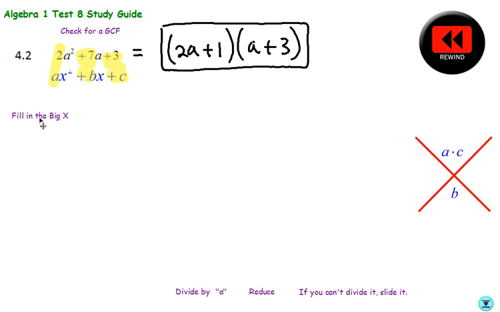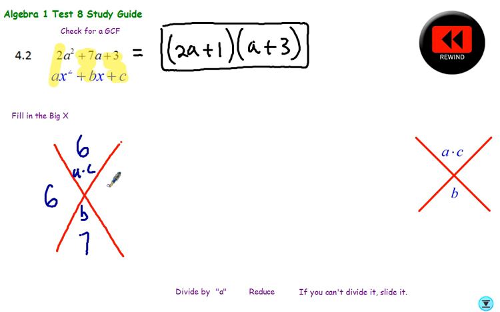What I'm looking for is two numbers that multiply to 6. Where do we get 6 from? Well, A times C, so 2 times 3, which is 6. And the numbers add up to 7, which is our B. Well, 2 and 3 multiply to 6, but that won't make 7. How about 6 and 1? Right, 6 and 1 works. Let's go ahead and put those in our parentheses.